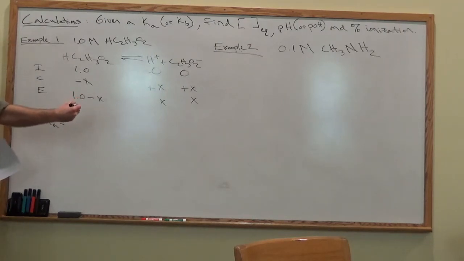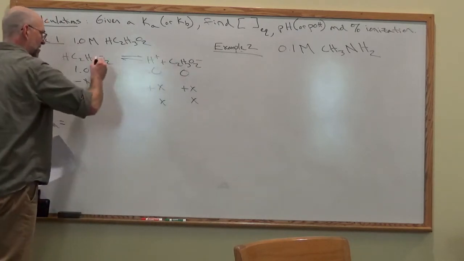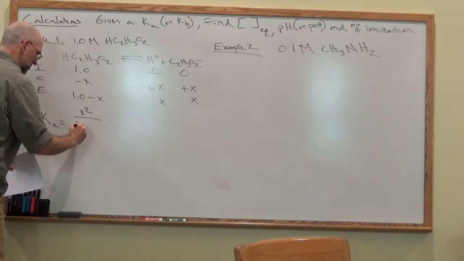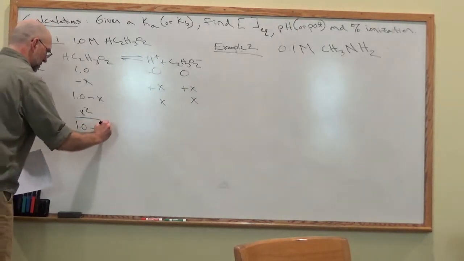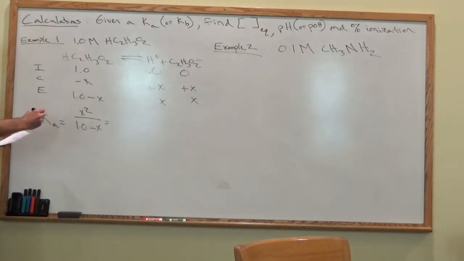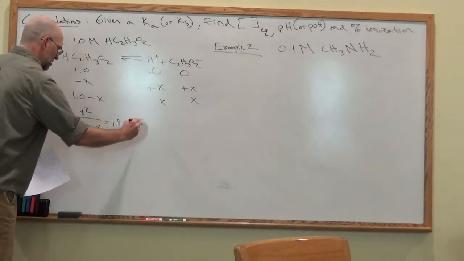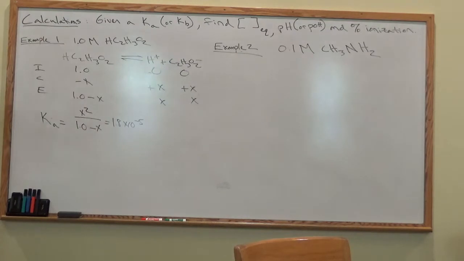And I'm going to streamline this. Ka is this times this divided by that. And then we look up the Ka. That's the setup. That's the setup. You can probably finish it from here.